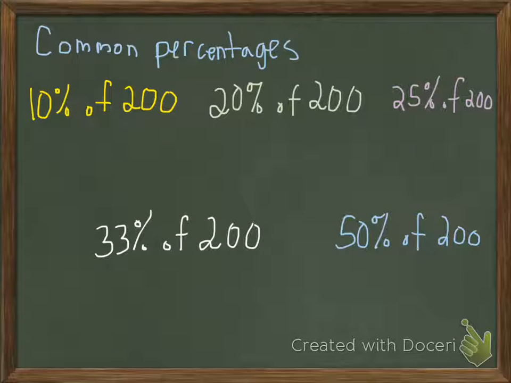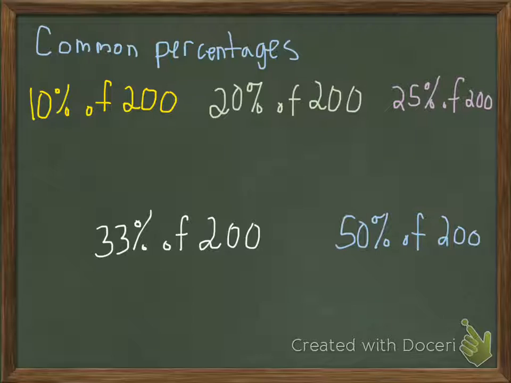You might have 10% off of something. Let's start with that: 10% of 200. Say something costs 200 pounds, and there was 10% off, and you wanted to try to figure that out before you went up and paid for your item. Well, there's a little bit of mental math we could do with these common percentages.